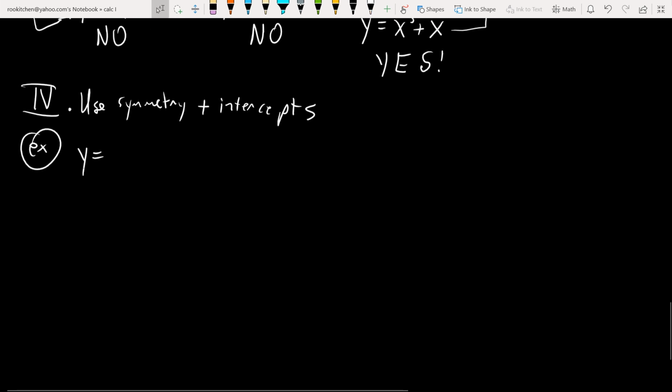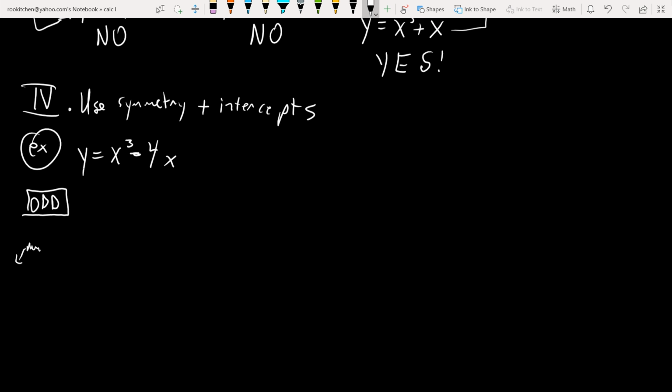So y is x cubed minus 4x. So this is some sort of cubic. And if you study polynomials and you've done it in depth, if the degree of the leading term is odd, then it tells you what kind of form it has. It's either like this, or it's like this.